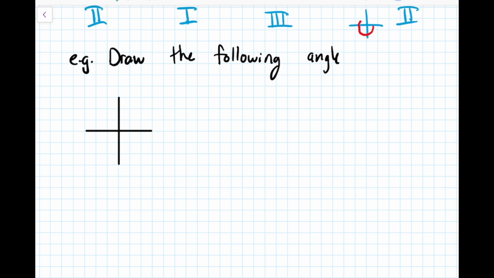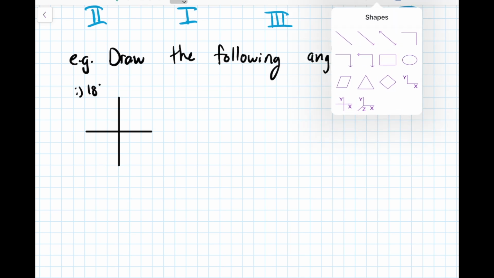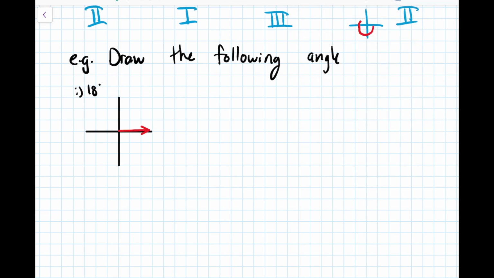So if you were asked, for example, to draw an 18-degree angle, your process should always start in the same place, and that's with your initial arm. So we sketch down an initial arm. Do make sure you draw it. A lot of people get lazy, and they think, okay, well, the axis is already there, so I don't need it, but you do. So do make sure you have a very clearly shown initial arm on your angles.